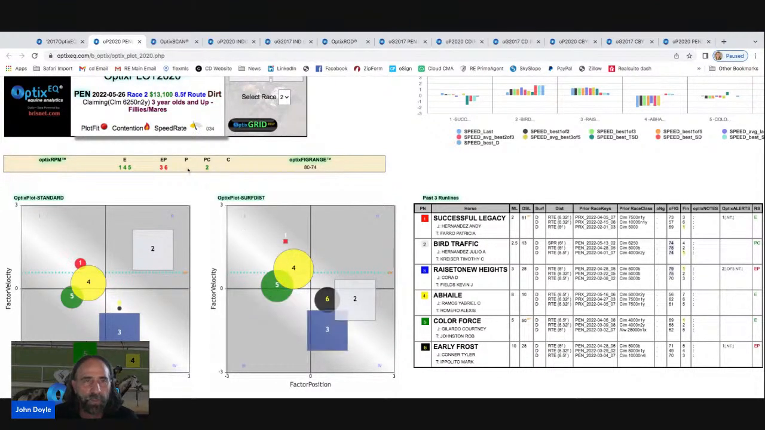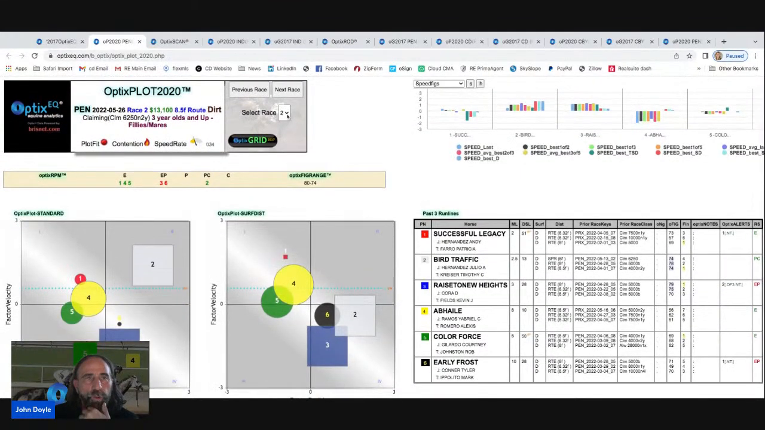Quadrant 4 is not good for a horse that's an EP. That's why you see red there for the 3. And you say the same thing for the 6. 2 is the play here. Even if the 1 wins the battle at the early pace, I think he's going to be softened up. So 2 in race 2, Penn National.